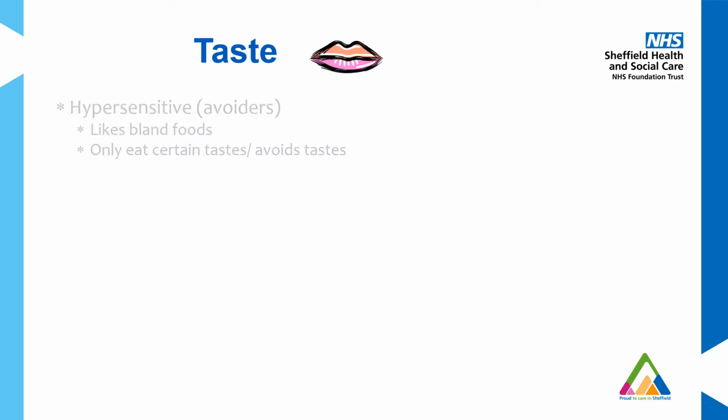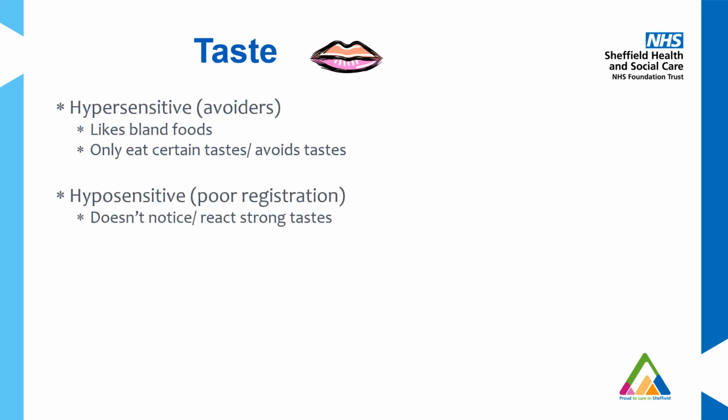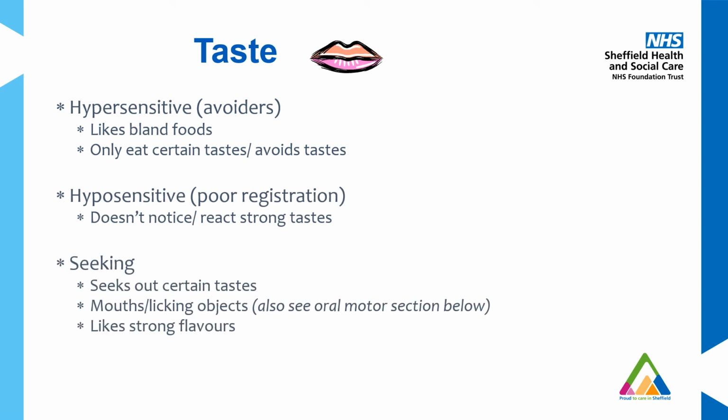If someone is hypersensitive to taste, they will avoid strong tasting foods. They may well eat a restricted range of bland and predictable foods, often like a beige diet. Those who are under-responsive to taste may not notice or react to strong tastes. People seeking taste are likely to want stronger flavours in their food. They may add extra sauces to all their food. They also can lick objects and use their mouth, and may not eat certain food items.